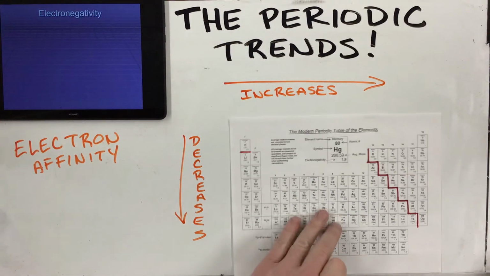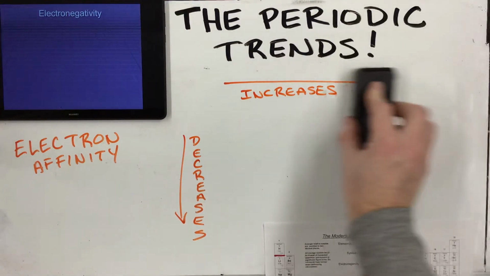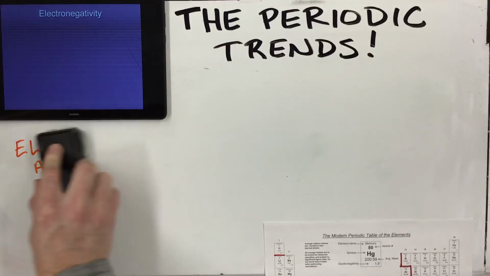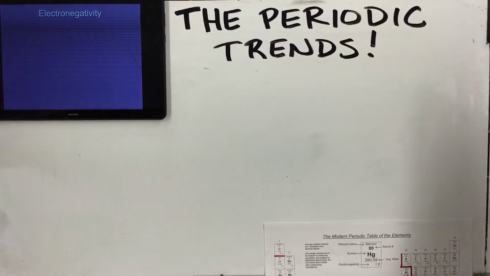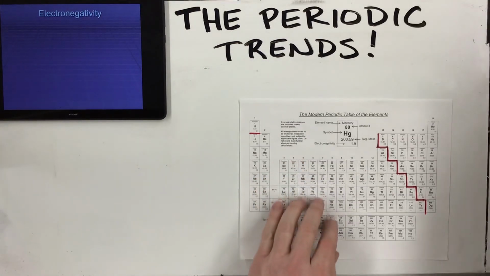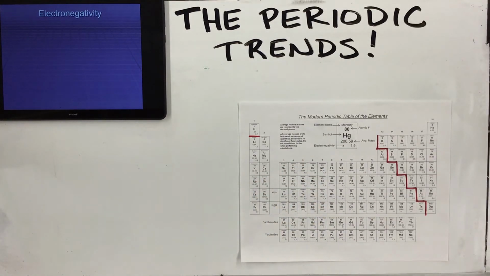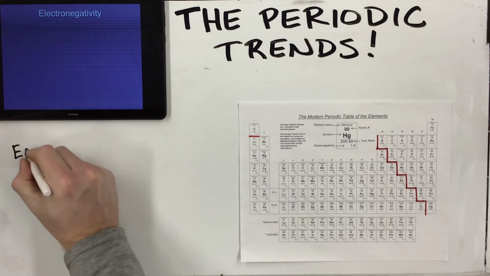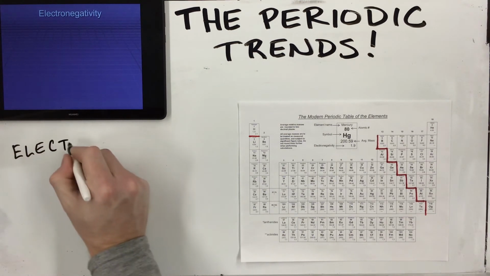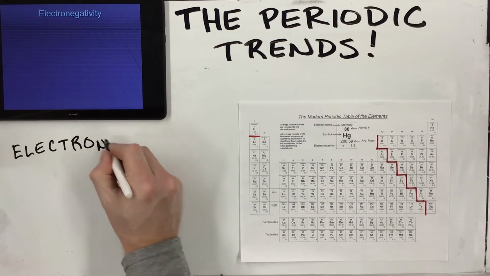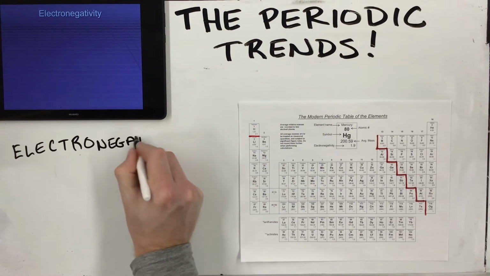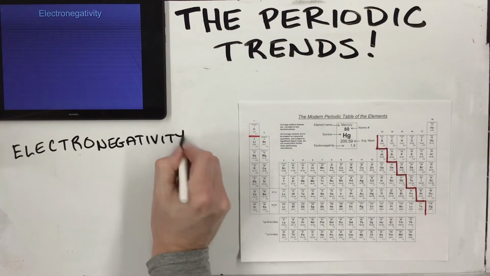Now, our last one. Move this out of the way. Our last trait is electronegativity. Add another 5 minutes onto the video as I spell this out. Negativity. Wow, that's a big word.